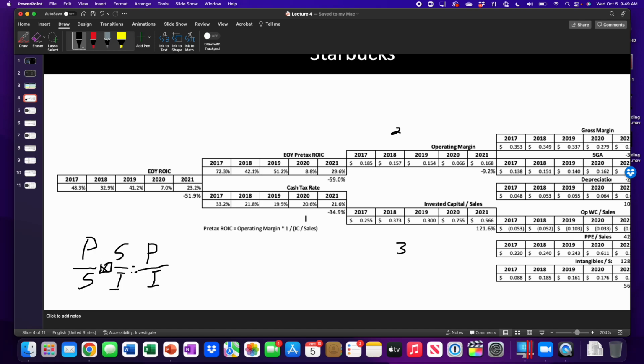In 2017, to sell that cup of coffee, they spent 25.5 cents on their balance sheet, on their invested capital. In 2021, to sell the same cup of coffee, they spent 56.6 cents in invested capital. That's a 121.6% increase. Does that improve your ROIC or does that hurt your ROIC? If your invested capital over sales goes from 25 to 57, does that help or hurt the ROIC? It's going to hurt it because you're spending a lot more investment to drive sales. Okay, so that's less productivity.